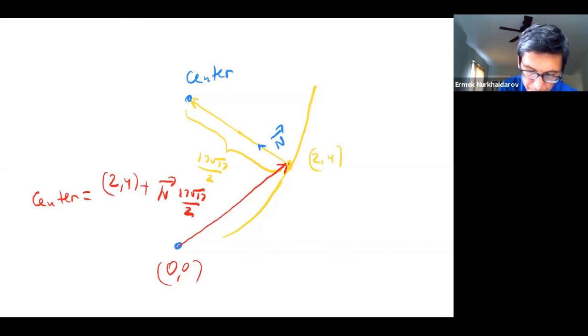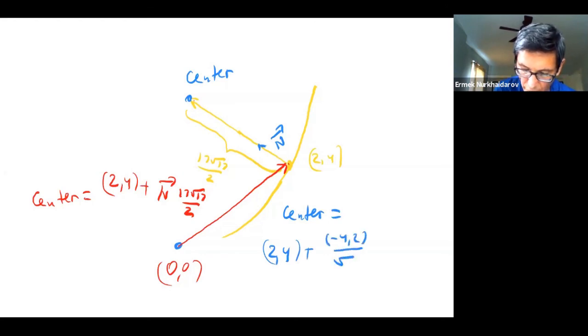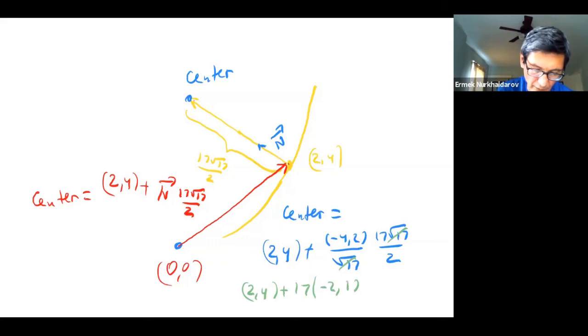Okay, so what did we get for the center? 2, 4 plus, you recall from the last page, the normal vector will have coordinates -4, 2 divided by square root of 17, times 17 square root of 17 over 2. Square root of 17 cancels out. So we have 2, 4 plus 17 times -4 over 2, which is -2, and 2 over 2, which is 1. So finally, we have our center. 2 plus -34 is -32, and 4 plus 17 is 21.